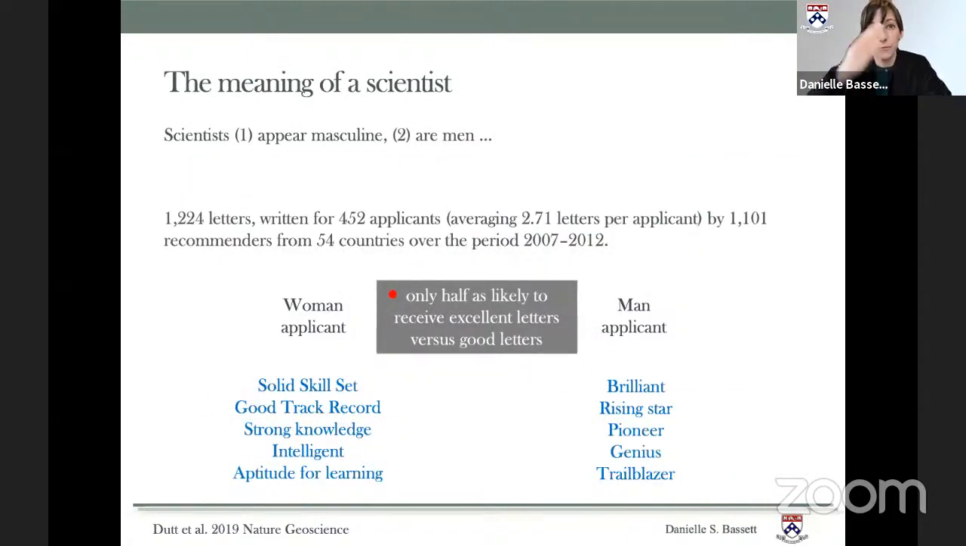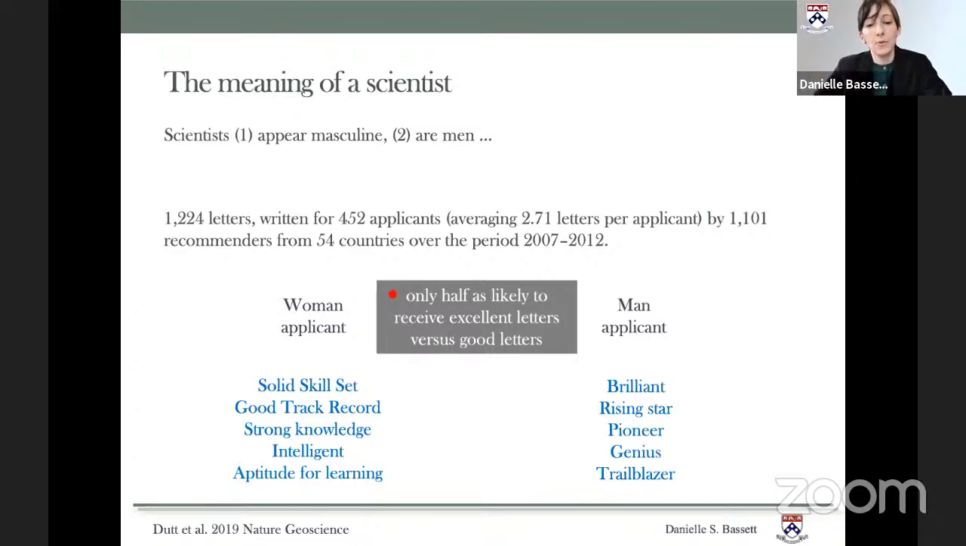And another sort of step in this process is that there is a shared assumption by our actions, not necessarily by our words, that scientists not just appear masculine, but actually are men. And this is a paper that was published in 2019 in Nature Geoscience by Dutt et al. They took 1,224 letters written for 452 applicants, averaging 2.71 letters per applicant. And they were written by 1,101 recommenders from 54 countries over the period of 2007 to 2012. So a massive data set.